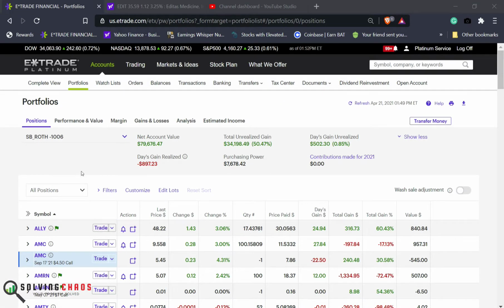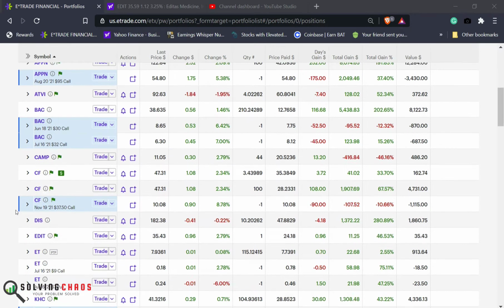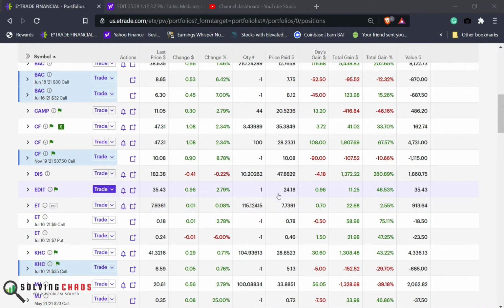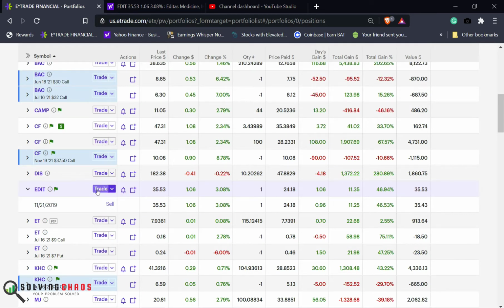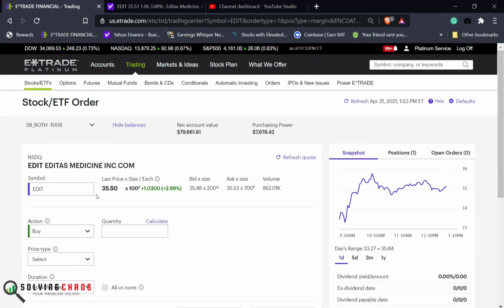And here's my E*TRADE account. As always, I show my portfolio, and I actually did have Editas a long time ago at $24. And I had a covered call that forced it away from me. So at this point, I was thinking about buying one share. So I'll show you what I'm going to do. Not one share, I'm sorry. I'm going to buy 100 shares.